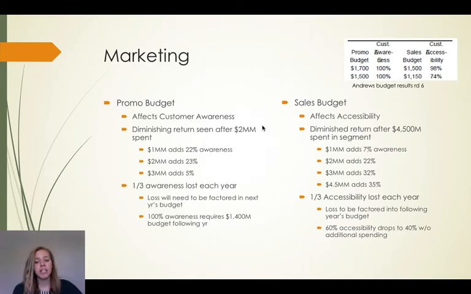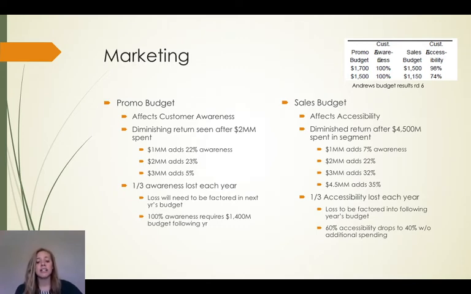Similarly, the sales budget affected the customer accessibility, and diminished returns were seen after $4.5 million were spent in each segment. So that would be a combined amount between all products in a specific low or high tech segment. The first $1 million added 7% accessibility. The second million added 22%. The third added 32%, and the $4.5 million added 35%.